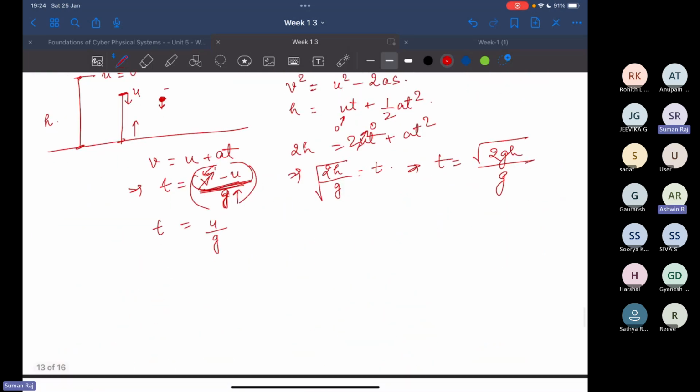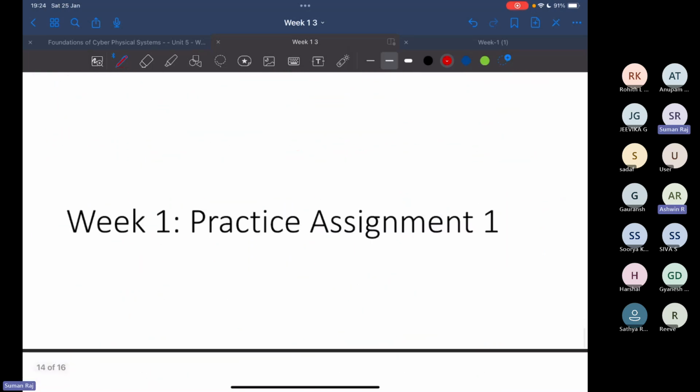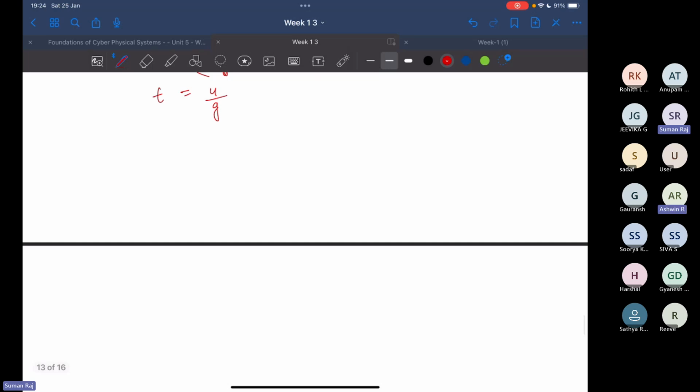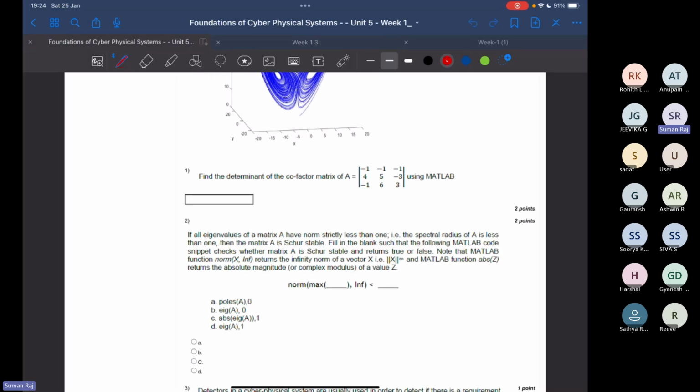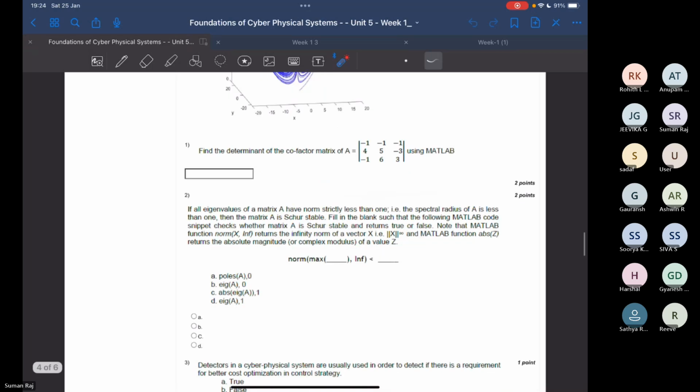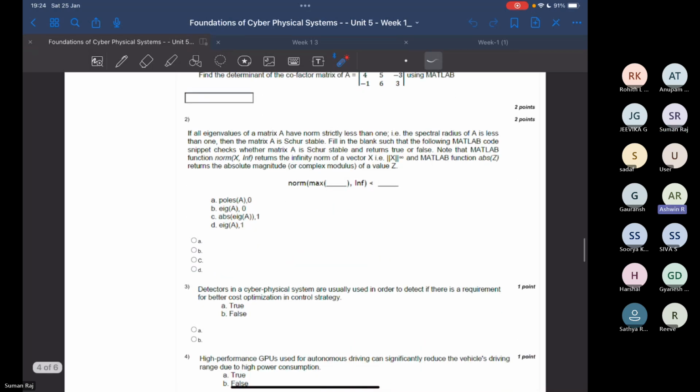Okay, so I think this is good. Let's go to this week's assignment questions. So I think the first one you should be able to do on your own. What is the second question? It says if all eigenvalues of a matrix A have norm strictly less than 1, the spectral radius is less than. I think this is coming from the matrix theory. So any of you were able to solve this, or do you want me to explain this one?